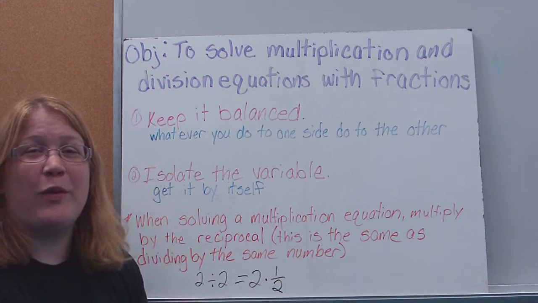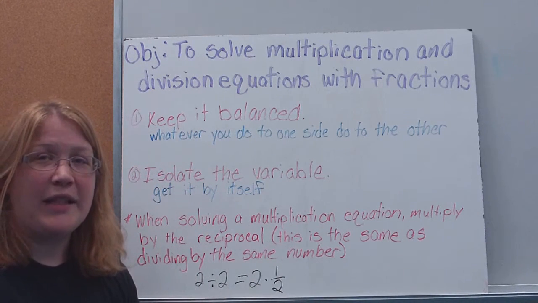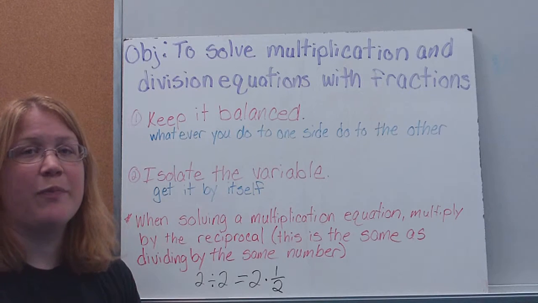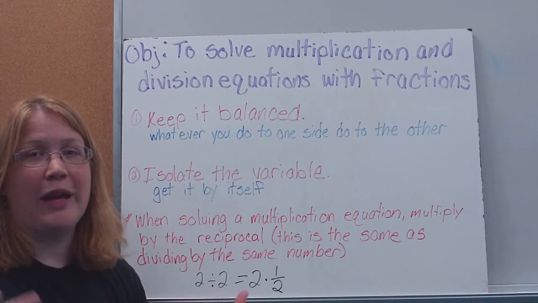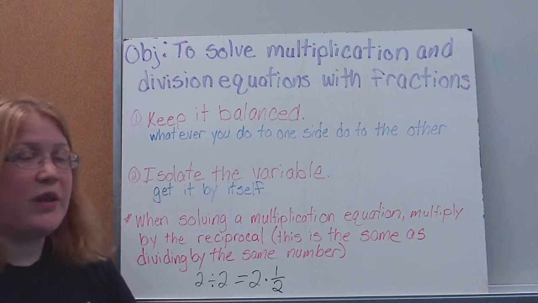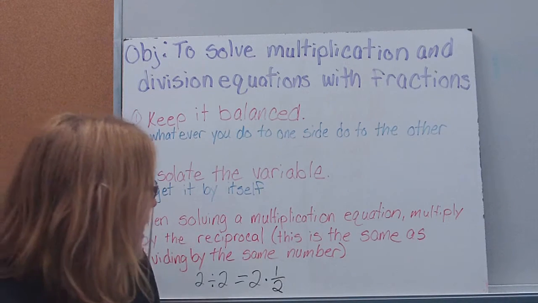So the first thing to remember when we're solving equations, we want to keep them balanced. Whatever we do to one side, we do to the other. And we're trying to isolate the variable, get it by itself. So how are we going to do that? Well, we're going to undo the operations that we see happening.